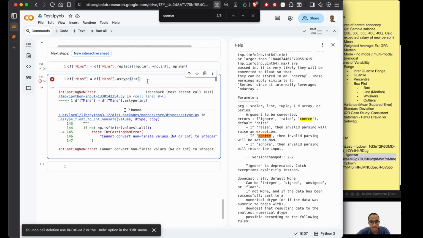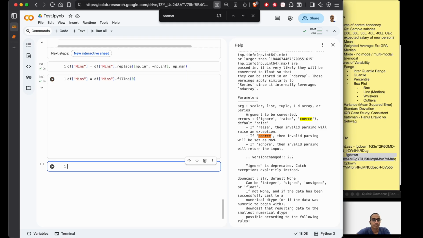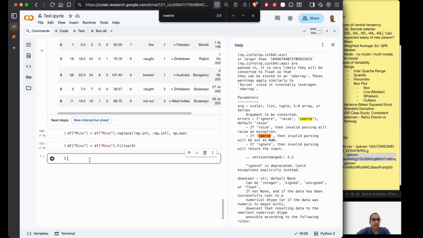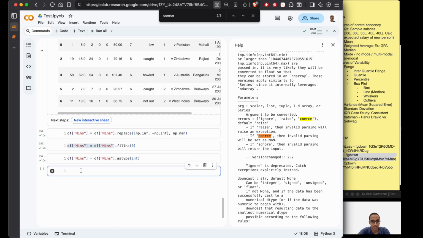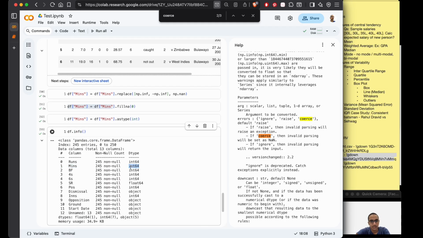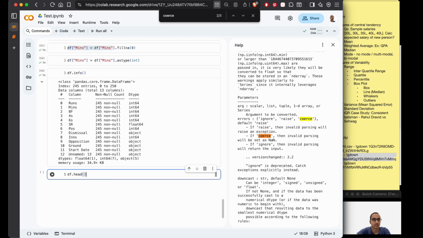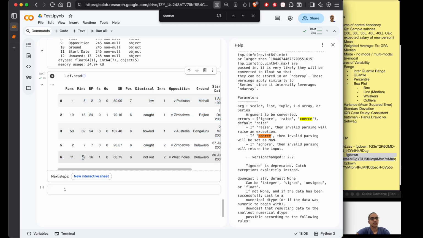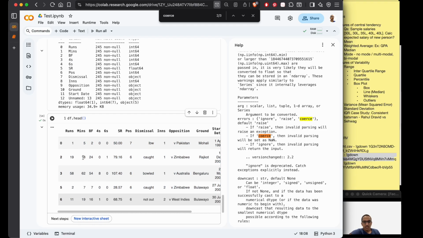we want to fill all the nan values as 0. Then what we can do is we will convert the types to int with astype. Hopefully that works, and I think that worked. So if you look at the df info, there you go. That's our int value. If you look at the data now, you will see the mins is also ints. So that is our data preparation.